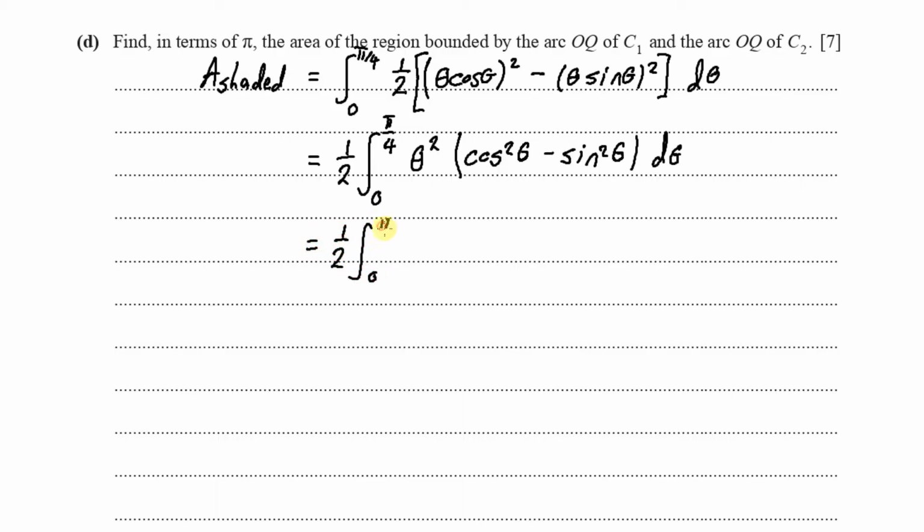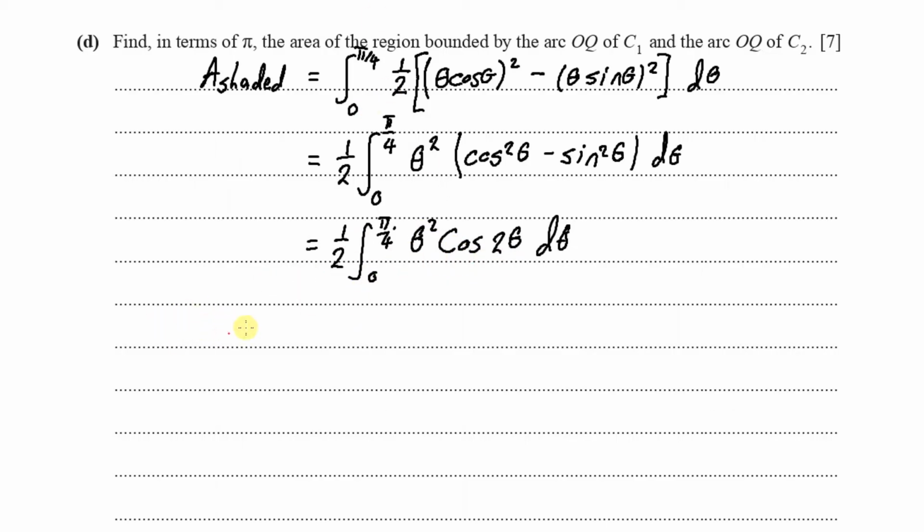So we have here, you need to understand that cos squared theta minus sine squared theta, using the double angle formula, is actually cos 2 theta. So it simplifies to this. Now what we have here can be integrated by parts. So we have to do integration by parts.